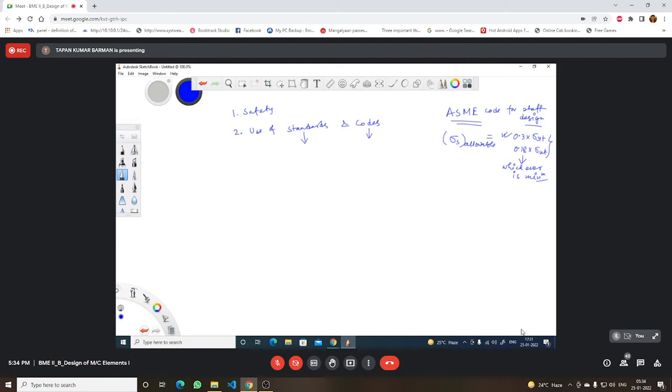So there are codes, there are standards. Those should be used when we are trying to make any design. There are different organizations. They make different standards and codes. Like in India, BIS, Bureau of Indian Standards. For boilers in India, Indian Boiler Regulations.